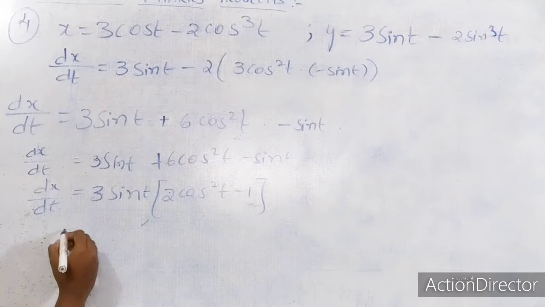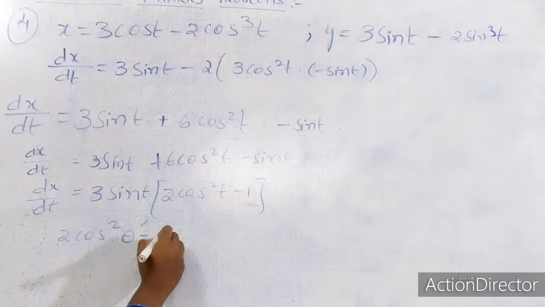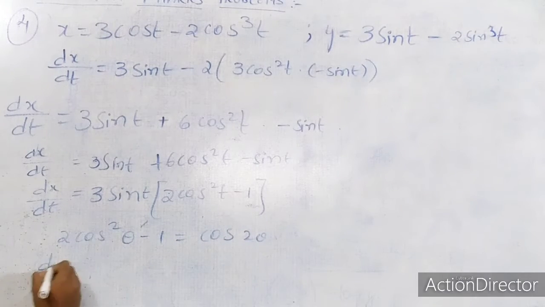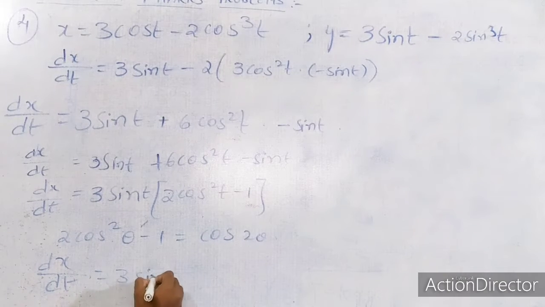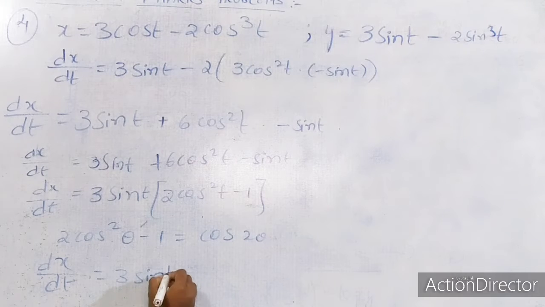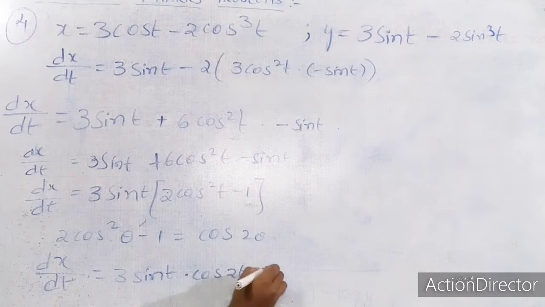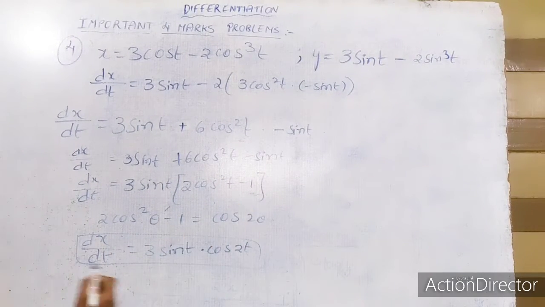We have one formula, 2 cos square theta minus 1 is equal to cos 2 theta. So dx by dt is equal to 3 sin t, in place of theta we have t, so 3 sin t into cos 2t. We got the value of dx by dt. Now we will find differentiation for the y value.